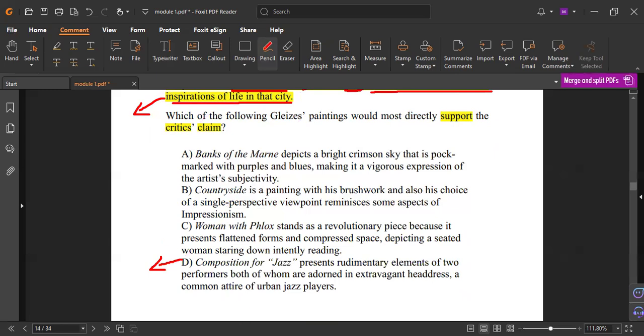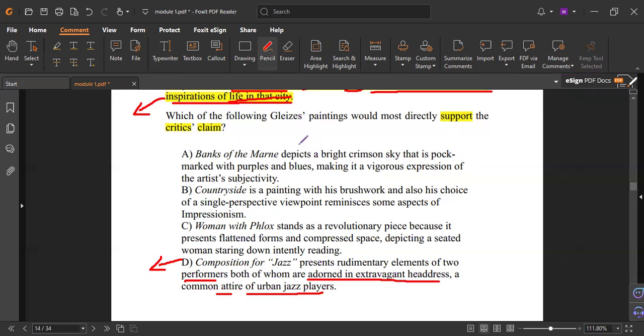Yes or no? Yes. Let's find. He said his work presents rudimentary elements of two performers, both of whom are adorned with extravagant headdresses. So he describes what is happening there. Two performers in extravagant headdress, a common attire of urban players. Maybe he describes an expression of life or not.